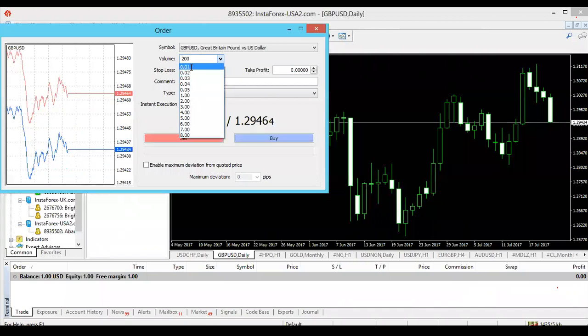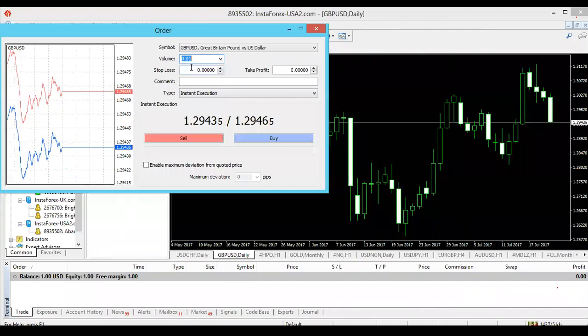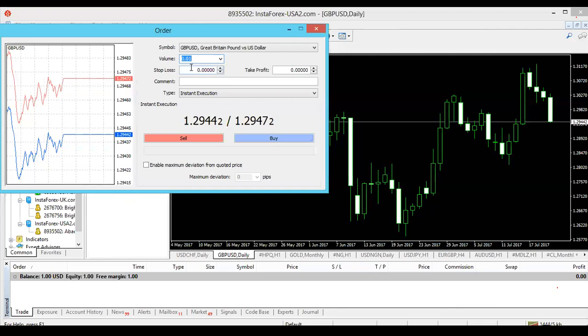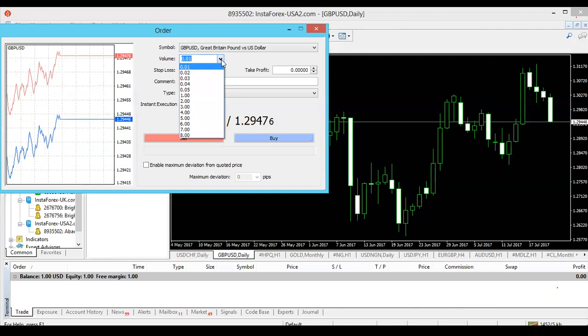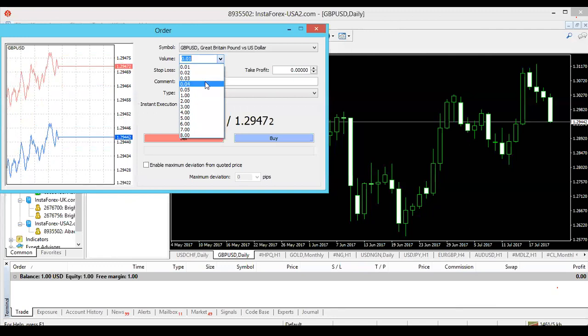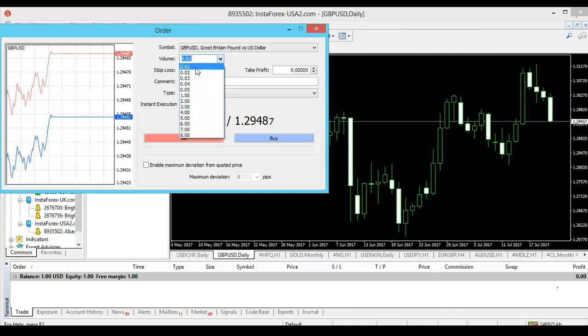Now, this volume or lot size is how you measure your profit, or how your profit runs for you. Are you with me now? And you're going to choose this lot size based on your capital. Assuming you're trading with a $1,000 account, and someone else is trading with a $5 account, you cannot choose the same volume. It's not possible. For example, you have a $100 account, and someone else is trading a $10 account. You cannot choose the same volume.